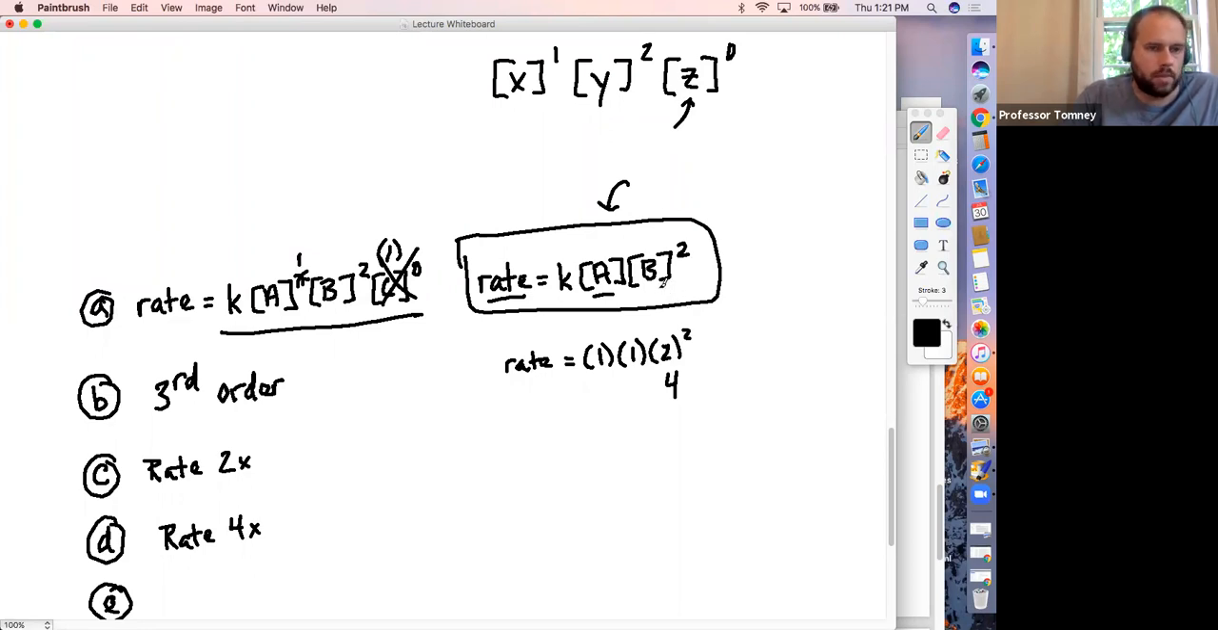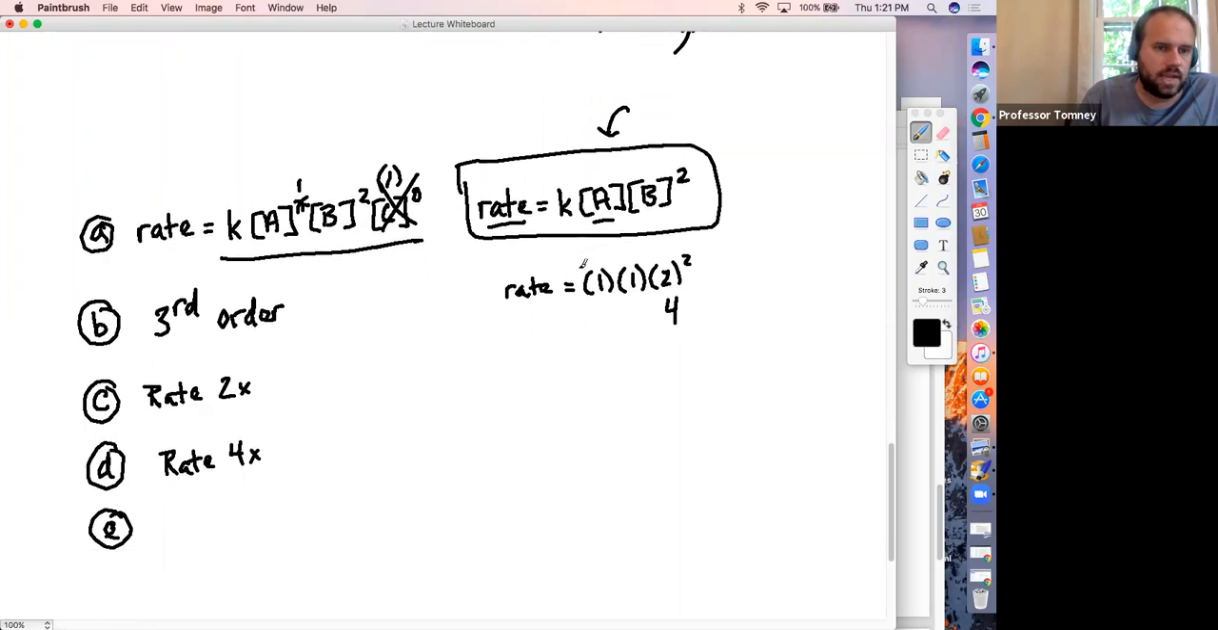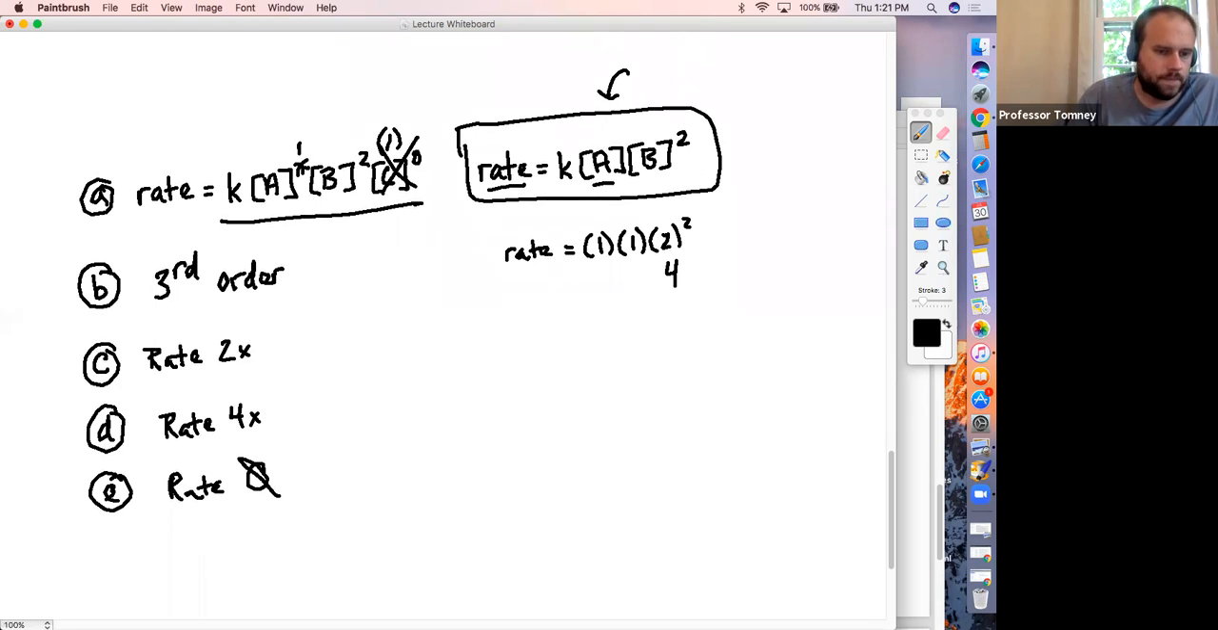So I could double it, quadruple it. I could send the concentrations all the way up to the moon, and nothing's going to happen as far as the rate. It's going to hold steady because C does not have any influence on the rate. So this means if I wanted to put something here, it's going to mean that the rate will be unchanged. There's not going to be any effect on the rate given that.